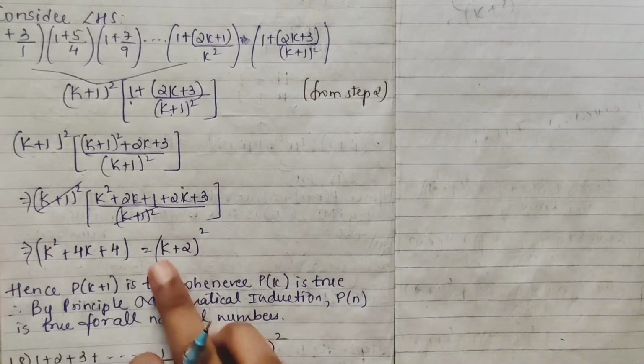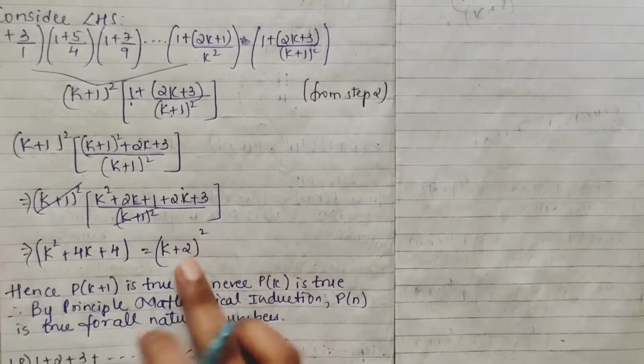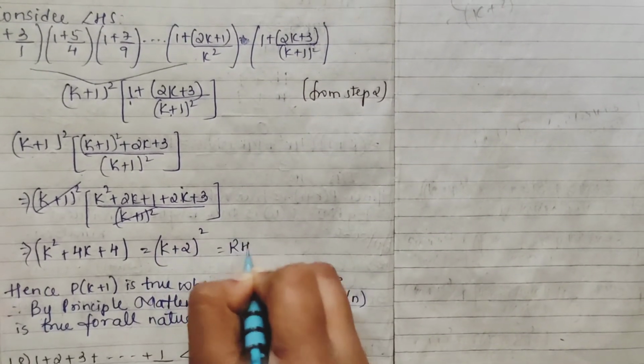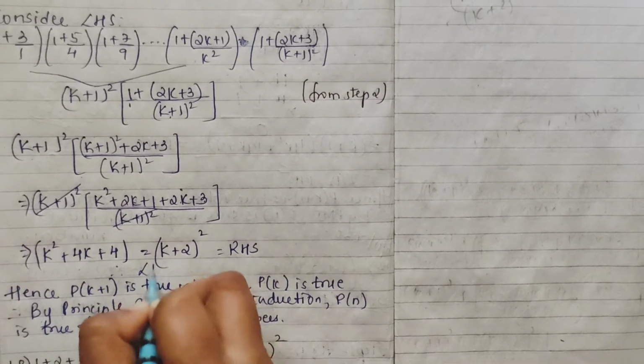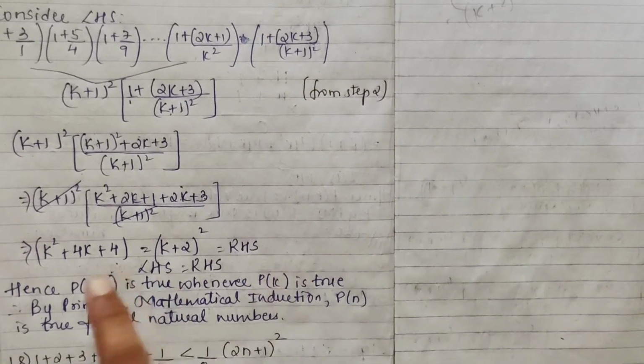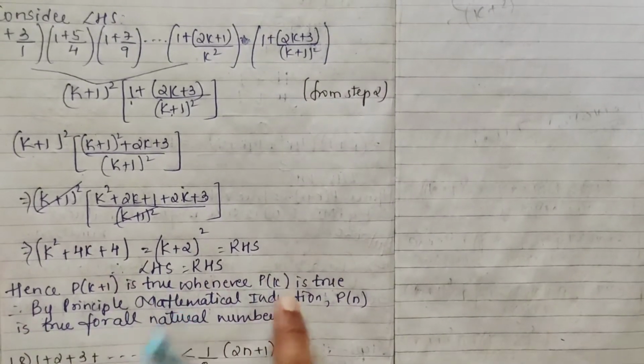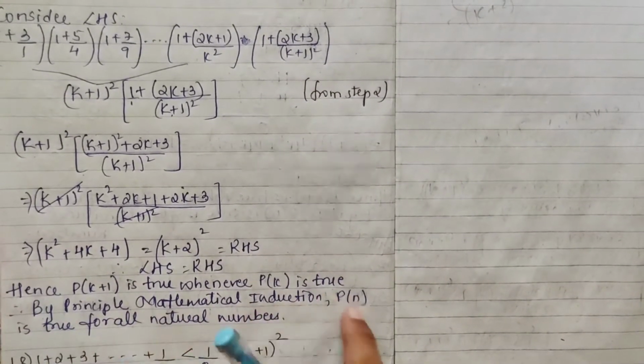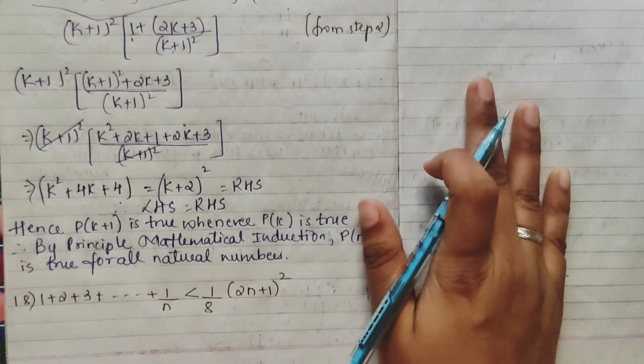Yes, 2 into a is k and your b is 2. So this is your RHS. Therefore your LHS is equal to your RHS, and hence P of k plus 1 is true whenever P of k is true. Therefore by principle of mathematical induction, P of n is true for all natural numbers.